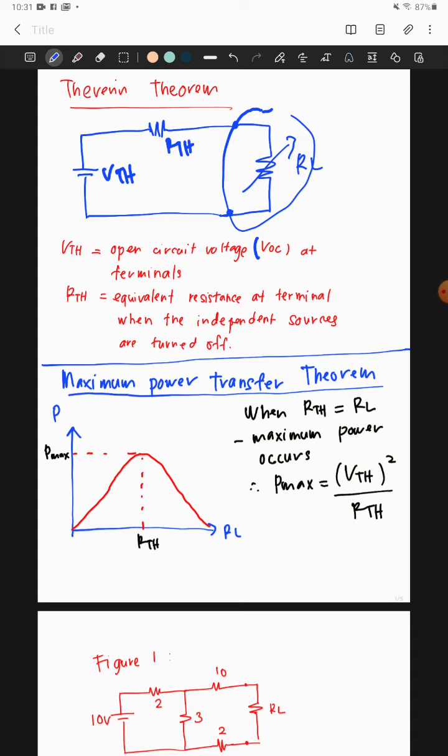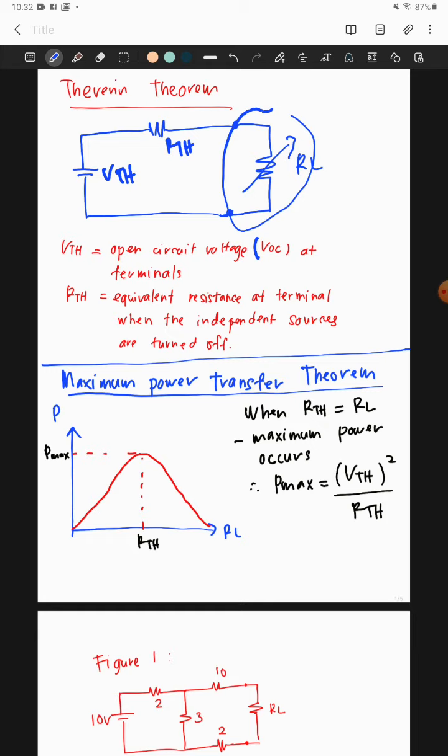This can be found by turning off every independent source in the circuit. When we say turn off the sources, if your circuit consists of a voltage source, in order to turn it off, you need to short circuit that voltage source. And if your circuit contains a current source, you need to open circuit that current source.